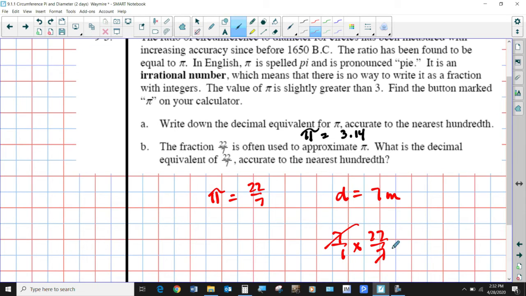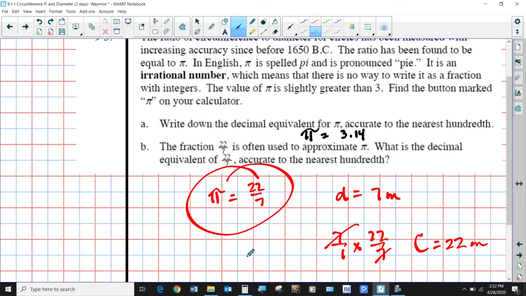And notice how they cancel out. So your answer for the circumference would be 22 meters exactly. So if you ever have a situation where your diameter is a multiple of 7, you might consider using this version of pi. Otherwise, use this version.